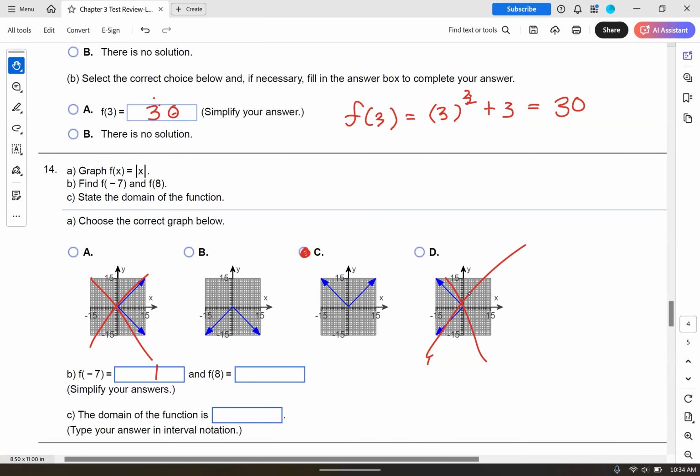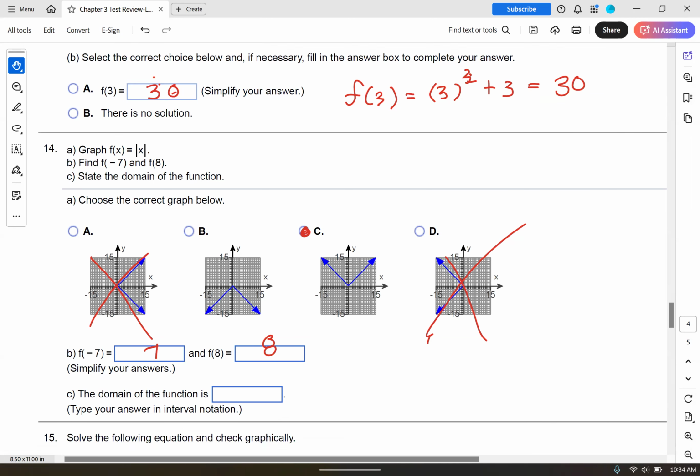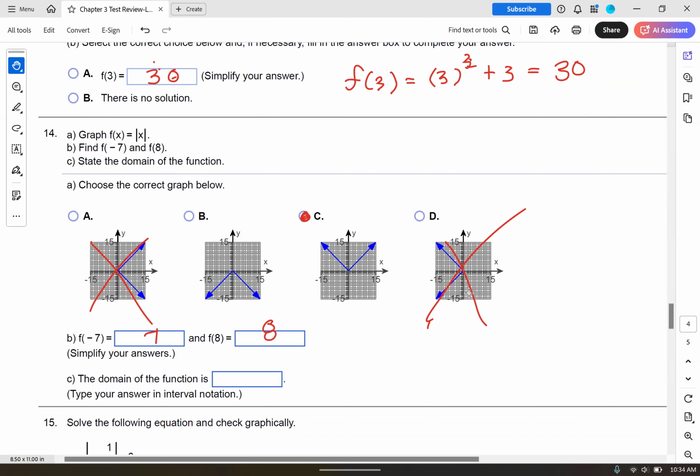What's the absolute value of 8? What's the domain of this function? What's that? No, what's the domain? What can you plug in for x? Is there anything you can't plug in for x? Pardon? It would be.